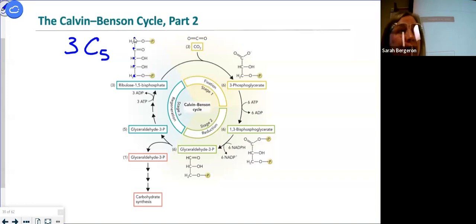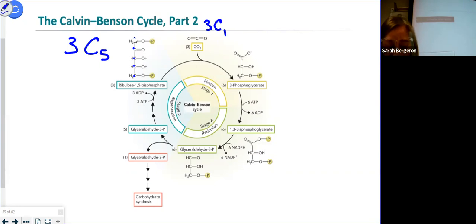So we have a 5-carbon. We're going to have carbon dioxide come in. Because I have 3 5-carbon sugars, I need 3 CO2 molecules, right? So I'm going to have 3 C1 molecules. That's my carbon dioxide. Are you with me so far on counting?